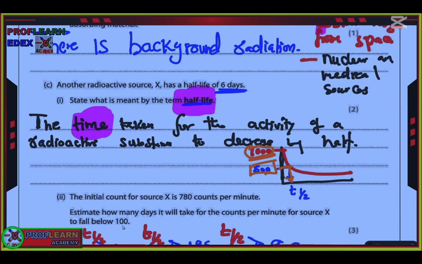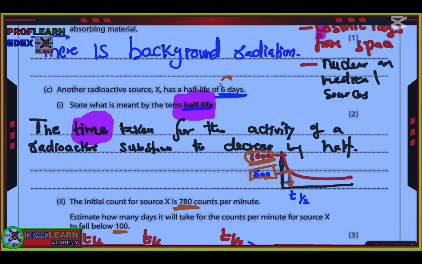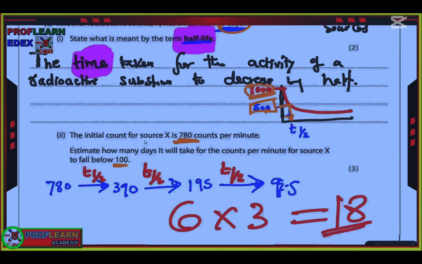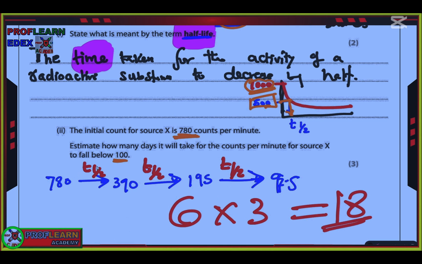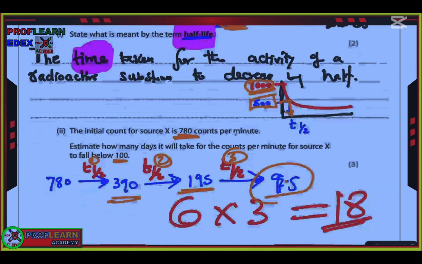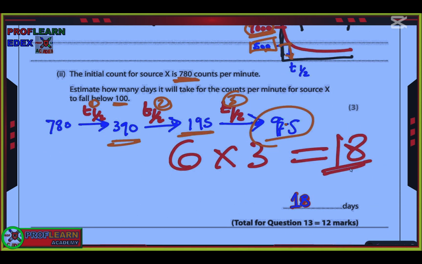Now we are told to estimate how many days it will take for the count rate of the source to be below 100, but the initial count rate was 780 and the half-life was 6 days. So you need to start with 780 divided by 2, that will take one half-life. You get this value, divide by 2, 195, and divide by 2, you get 97.5. So this now is below 100. You can see we have 1 half-life, 2 half-lives, 3 half-lives, and each half-life is 6 days. Therefore 6 times 3 gives us 18 days for it to be below 100.